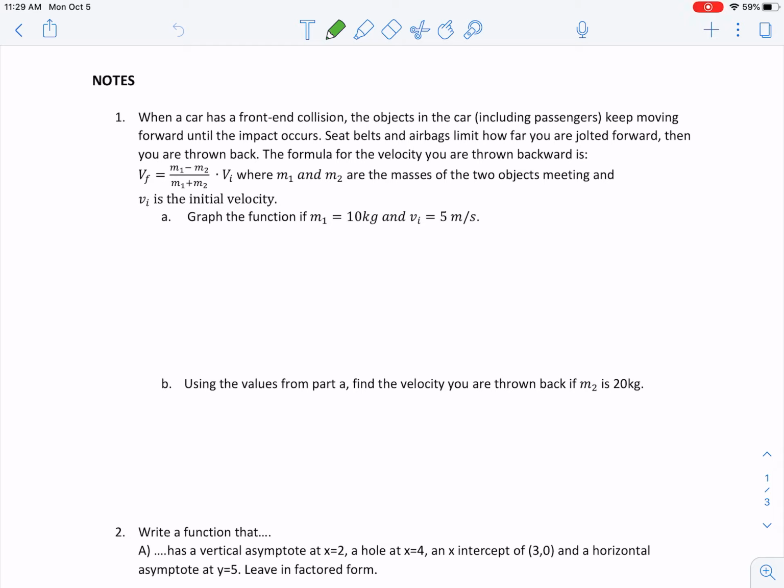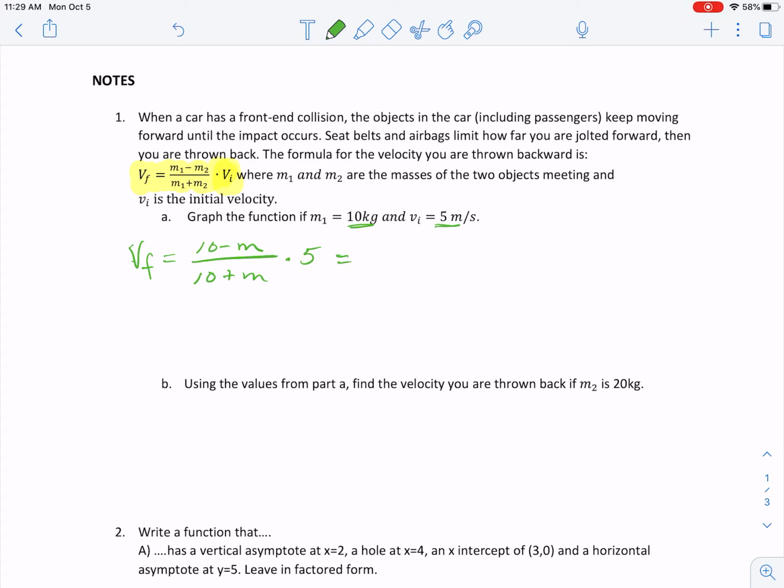The formula for the velocity you're thrown back is, and pay attention, it's this V right there. I missed that the first time I read it. Mass 1 minus mass 2 over mass 1 plus mass 2 times the initial velocity, or how fast you're going when the collision happened. Okay, so you want to graph it. They're going to give us 10 for mass 1 and a velocity of 5. So my function becomes 10 minus m over 10 plus m times 5.